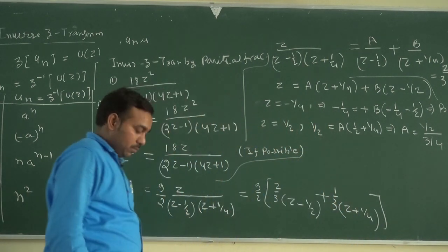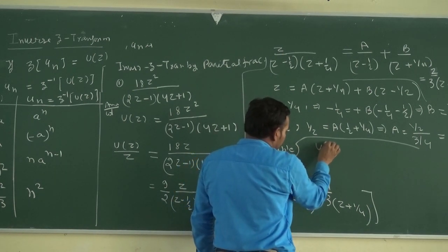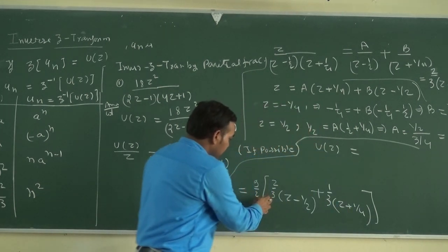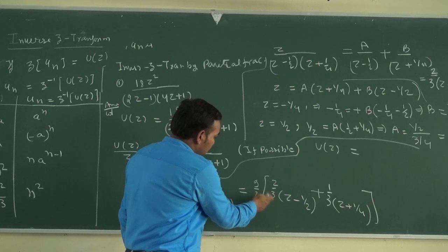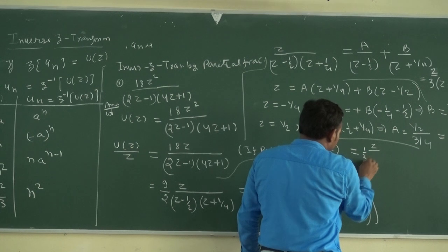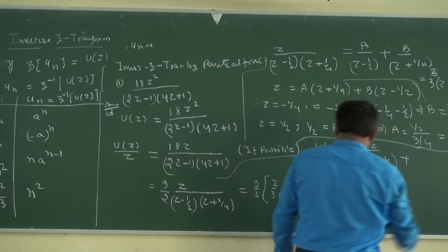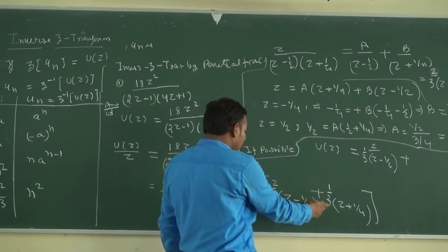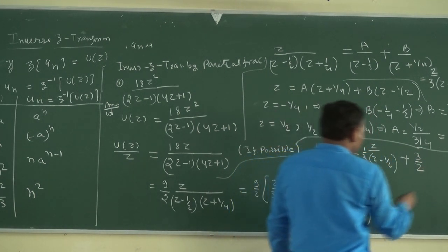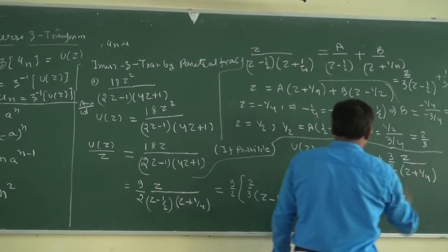This implies that U(z) is equal to 3 times z upon (z minus half) plus 3 upon 2 times z upon (z plus 1 upon 4).